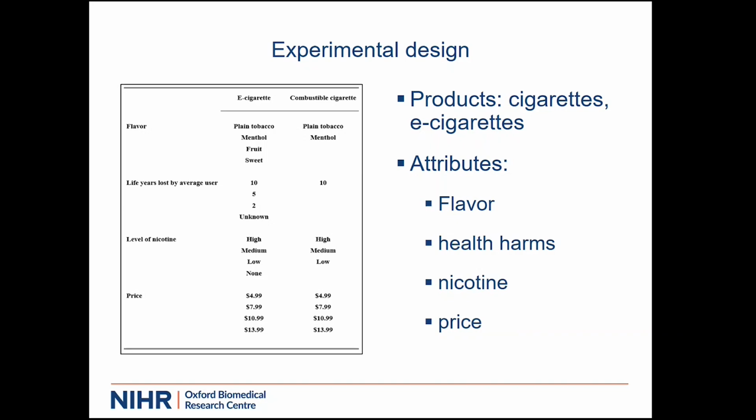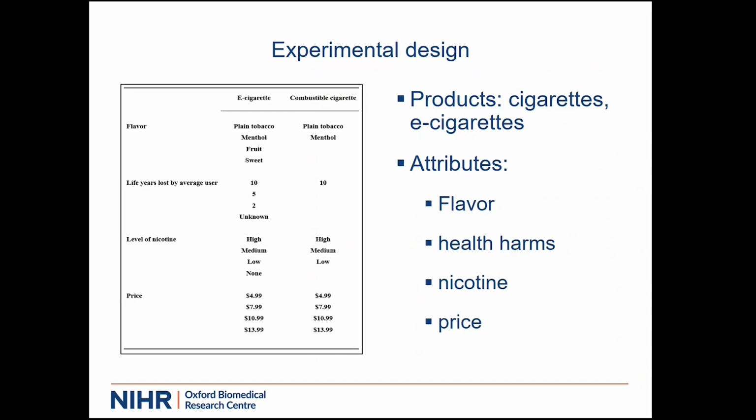Our alternatives were e-cigarettes and cigarettes, and we described those by 4 attributes. First of all was the flavour of those products. In e-cigarettes we had tobacco, menthol, fruit and sweet. They were the most common. In combustible cigarettes, just plain tobacco and menthol, because at the time, and it's still true today, non-menthol, non-tobacco flavors are banned in cigarettes in the US. You used to be able to get apple flavor and cherry flavor cigarettes, but they were banned several years ago. So we wanted to reflect that realism in our design.